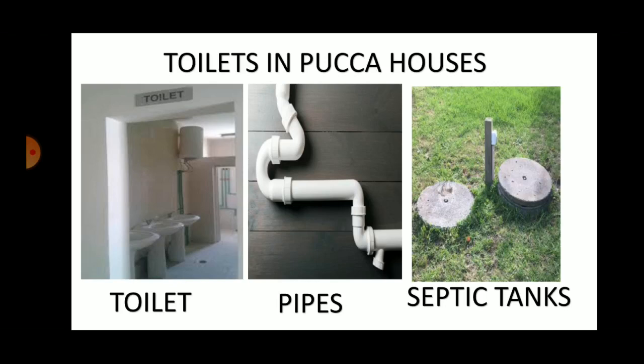What type of toilets can you see in today's houses? Yes, today's houses have toilets made inside the house only. And there are big pipes to send the waste materials from the toilet to the septic tanks. Septic tanks are tanks to collect the waste from the toilets. They are made outside the house.